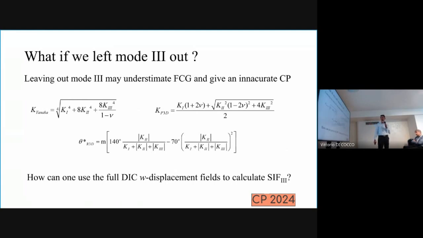Also for propagation, it will give you an error. Here, this is the Richard model. It's a phenomenological model. There are several of them. I chose this one because it's really simple to see the difference. If you leave out K3, it will give you a wrong estimate for propagation. So basically, what I'm trying to answer here is how one can use the full DIC displacement fields in the out-of-plane direction to calculate a SIF in mode 3.